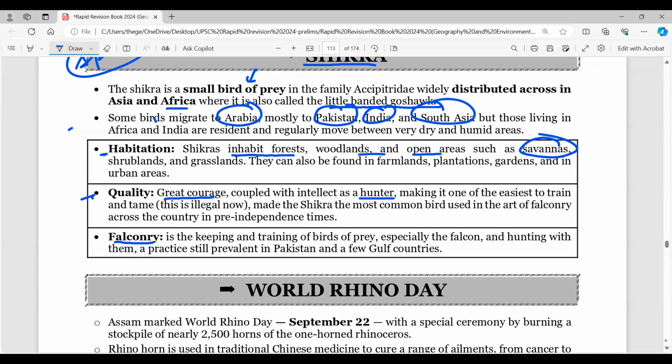So falconry is basically keeping and training of birds of prey. This is very famous in Gulf countries and all. So this is one of them.